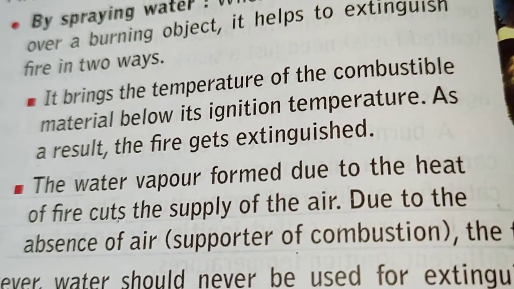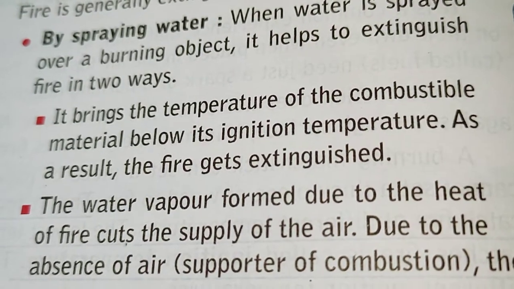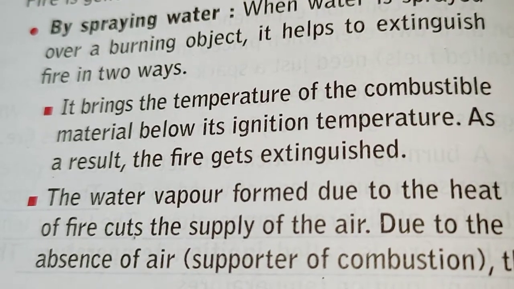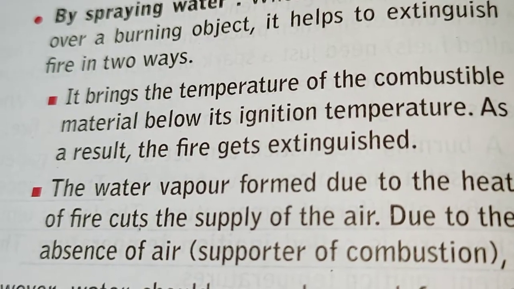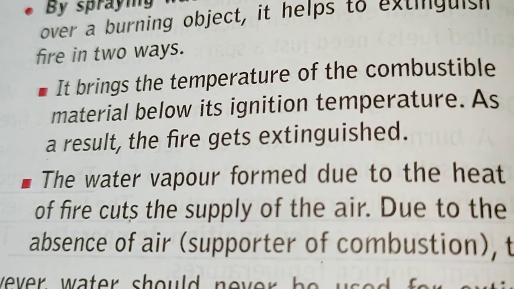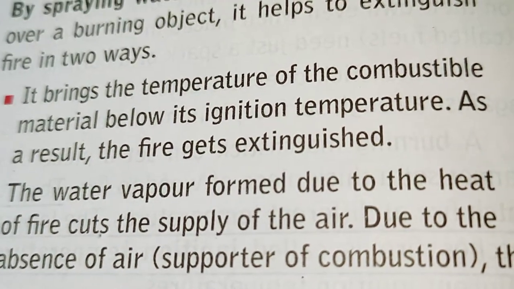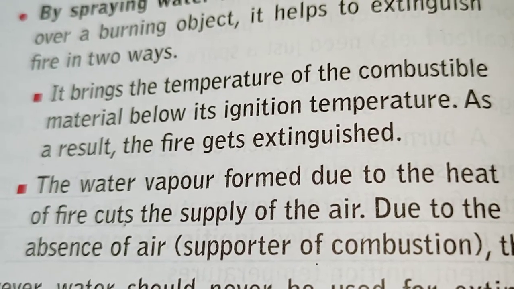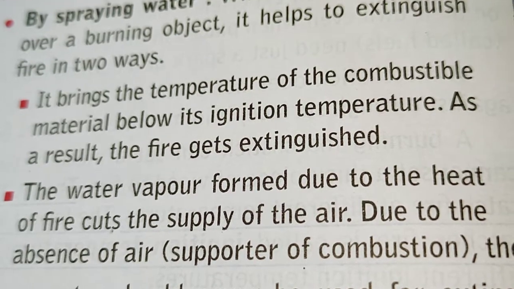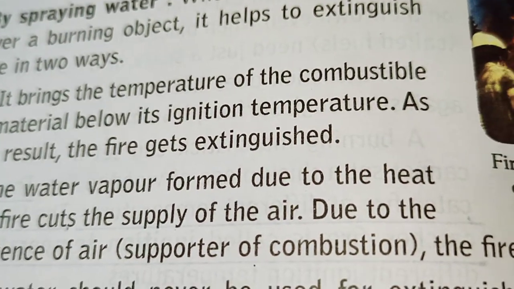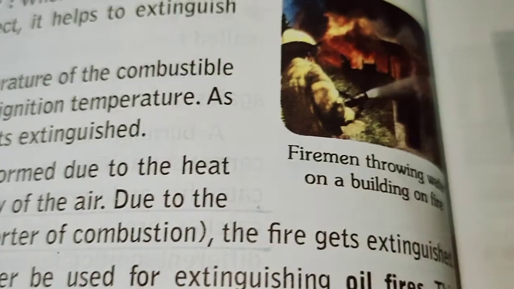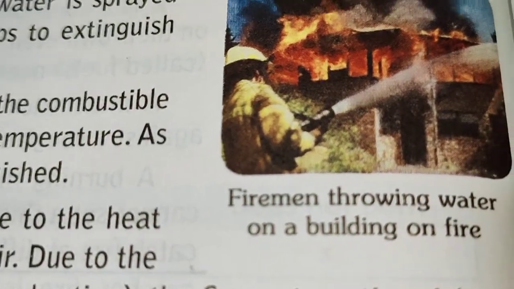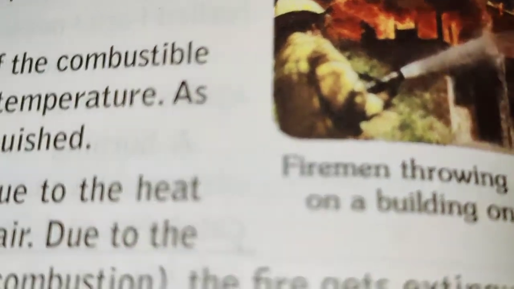Second of all, the water vapor formed due to the heat, due to pouring water, this water vapor cuts the supply of the air. Okay, we already know that if the supply of air is cut, then the fire can be extinguished. So due to the absence of air, which is the supporter of combustion, the fire gets extinguished slowly. Here in this photograph you can see firemen throwing water on a building.